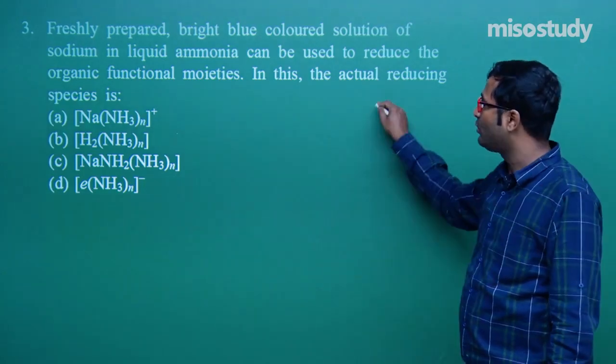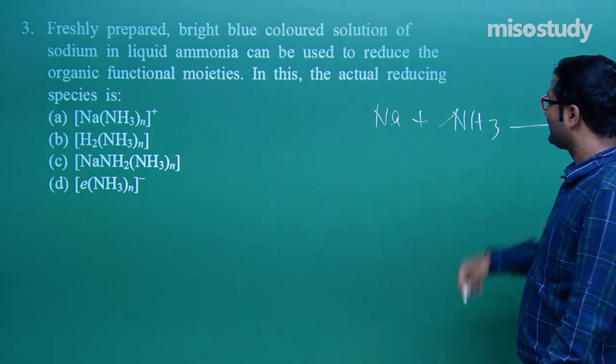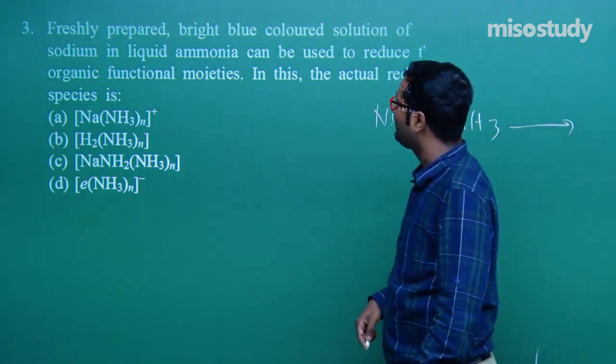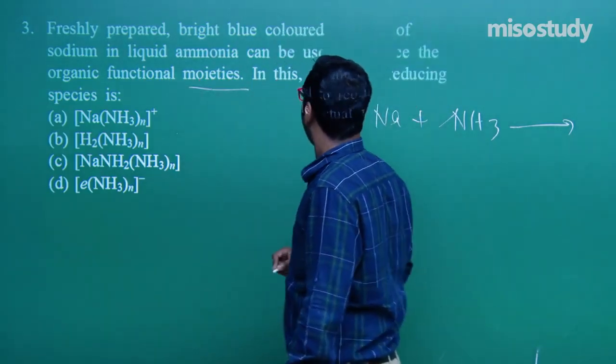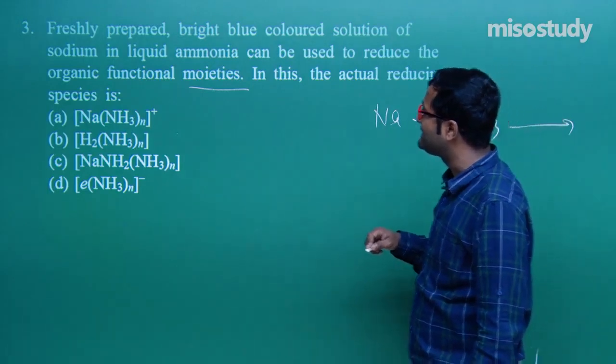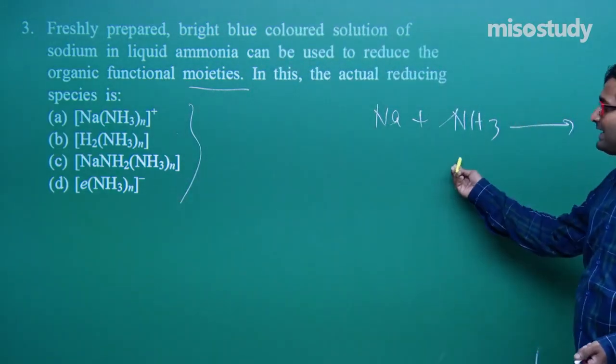What is given here? Sodium in liquid ammonia, that is NH3. Clear to you? It can be used to reduce organic functional groups. In this, what is the actual reducing species? As we know, if we balance, do you remember this?